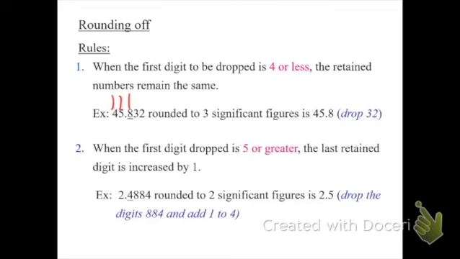That's the rule. The second rule is if the number to be dropped is 5 or greater, then the number to be retained increases by 1. So it rounds up by 1. Example, we have 2.4884. We want to round it to 2 significant figures. So you can see this is a 5 significant figure number. So to make it 2 significant figures, that means we're going to have to retain just the 2 and 4, which means that 8 is going to be rounding, it's greater than 5, so we increase 4 by 1 and we write 2.5.